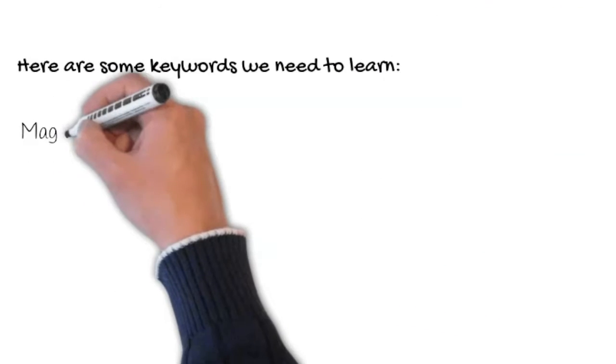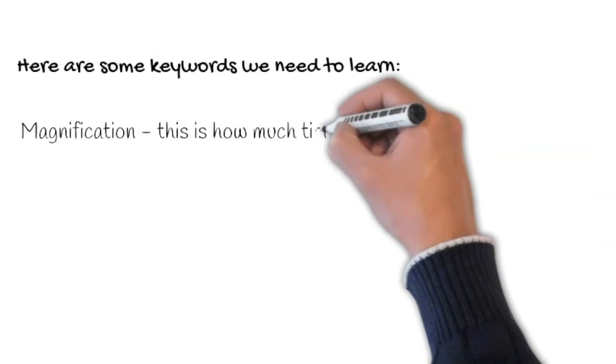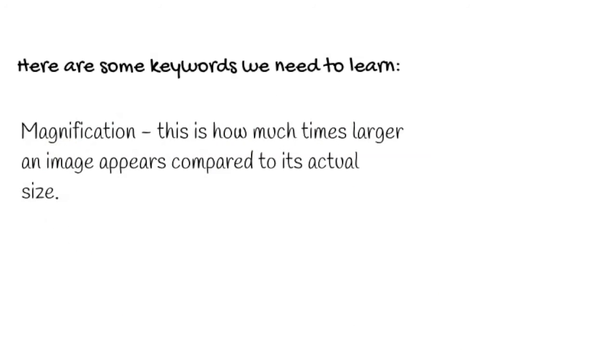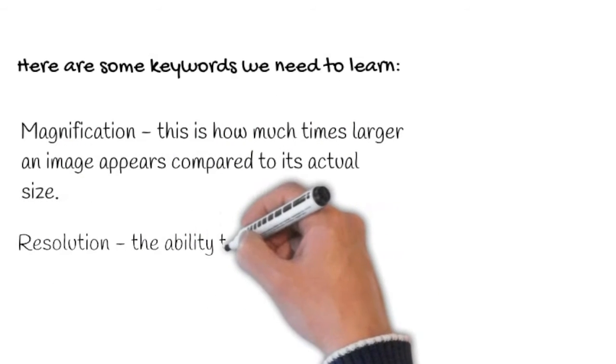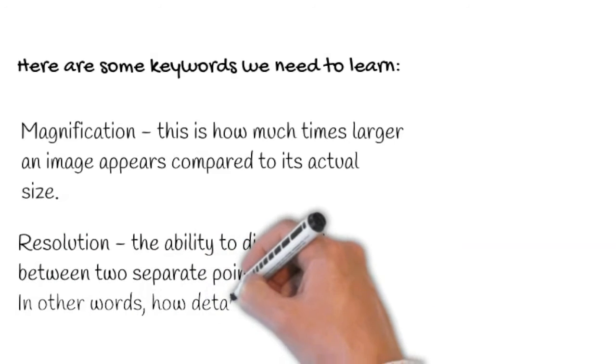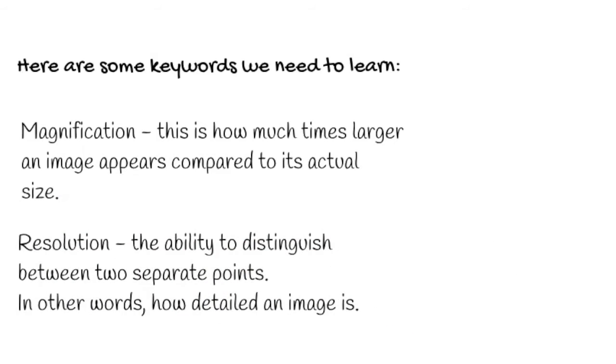Here are some keywords we need to learn. Magnification is the amount of times larger an image appears compared to its actual size, whereas resolution is the ability to distinguish between two separate points. In other words, how detailed an image is.